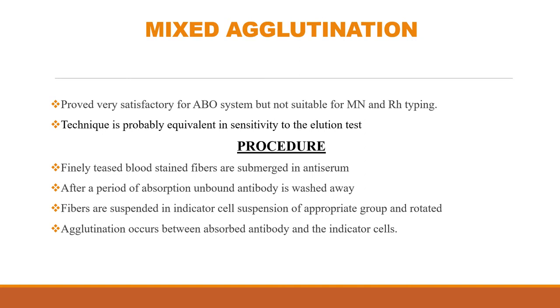The fourth one is the mixed agglutination. It proved very satisfactory for the ABO system, but not suitable for MN and RH typing. The technique is probably equivalent in sensitivity to the elution test. And the procedure is: finely teased blood stain fibers are submerged in the anti-serum. After a period of absorption, unbound antibody is washed away. Fibers are suspended in the indicator cell suspension of appropriate group and rotated. Agglutination occurs between absorbed antibody and the indicator cell.